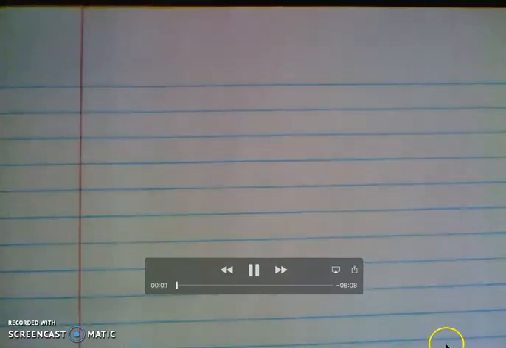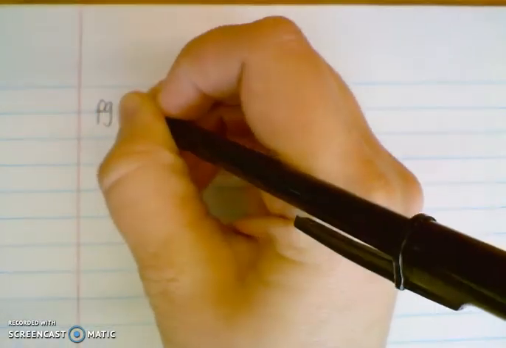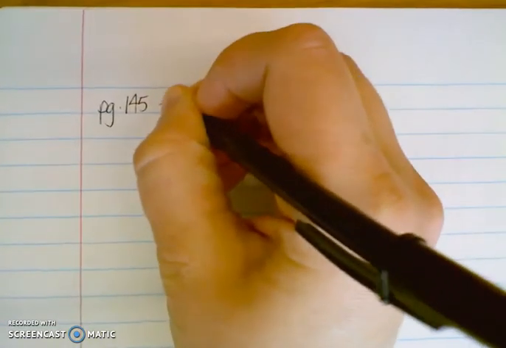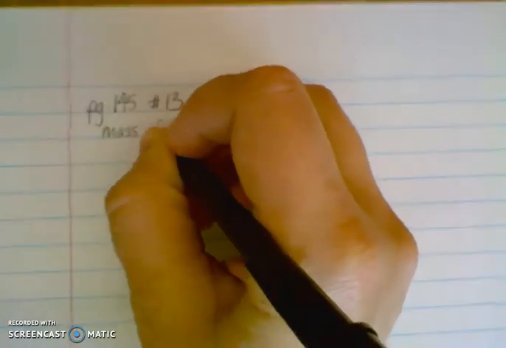Okay, so I'm going to do problem 13 on page 145, and this is from chapter 5 in chemistry. Page 145, problem 13. It says to calculate heating 235 grams of water from 22.6 degrees Celsius to 94.4 degrees Celsius. So I'm going to write down the things that I know.